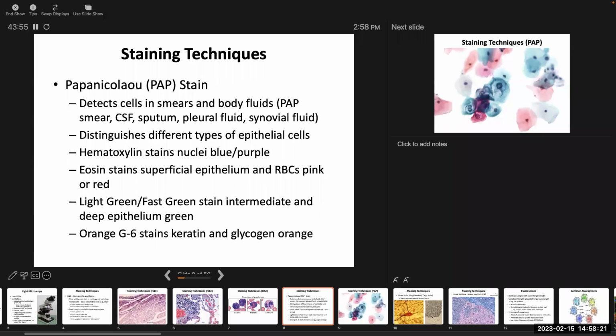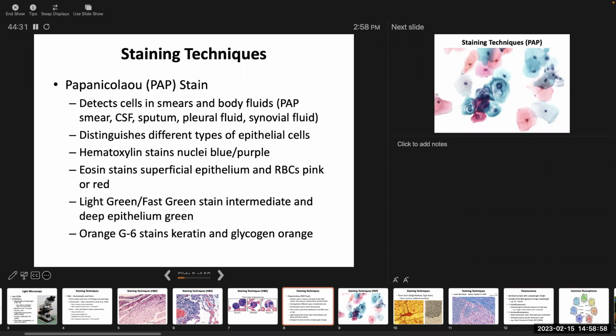But then there are two other stains that are also used in the Pap smear or the Pap stain. This is what distinguishes it from just regular old H&E. There's a light green or a fast green stain that stains deeper epithelial cells. So cells that are coming from deeper within an epithelial membrane will tend to stain green using the light green or fast green stain. And then there's another orange stain, this G6 orange stain, that stains keratin, which is a protein, of course, that's found particularly in the epidermis.